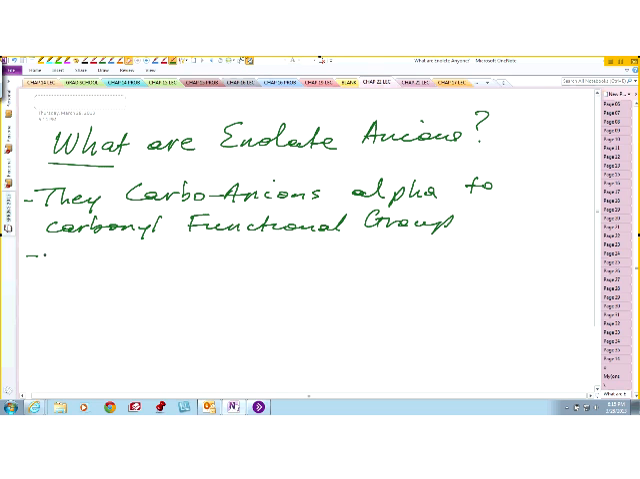We could also define enolate anions as conjugate bases of enols. Okay, so we could give two definitions for enolate anion. One, that they are negatively charged carbon atoms that are attached to carbonyl functional groups, and the other is they are conjugate bases of enols.